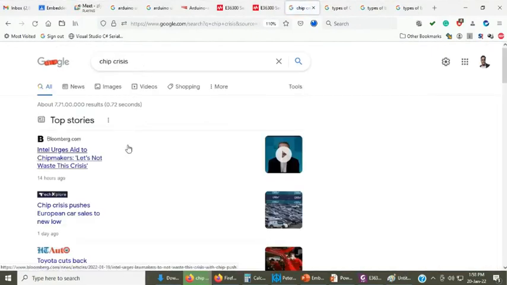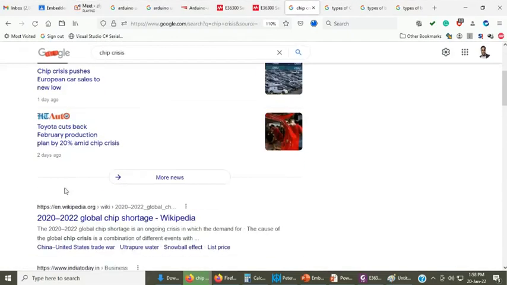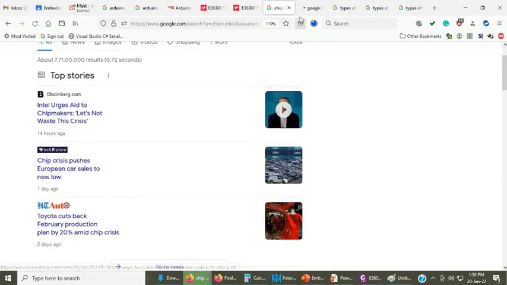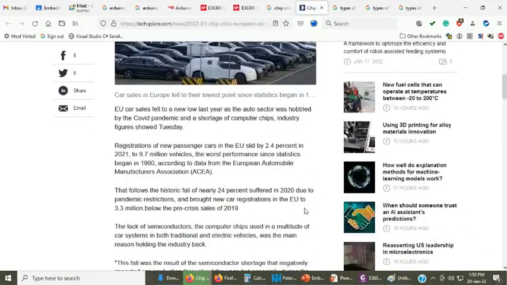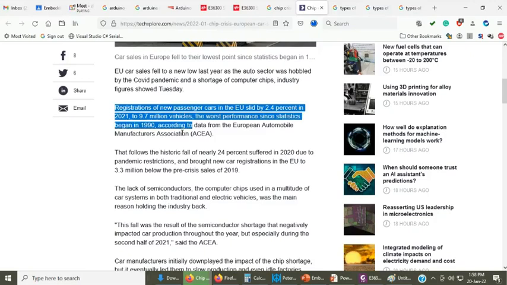Most of the companies, automobile companies, you will find. You see here, I just typed chip crisis. Toyota cuts back production by 20% amid chip crisis. You name it and you will find all the companies are going through this chip crisis. So it is very clear that if there is any downfall in chip making or chip production or IC production, they are going to hamper the automobile industry.